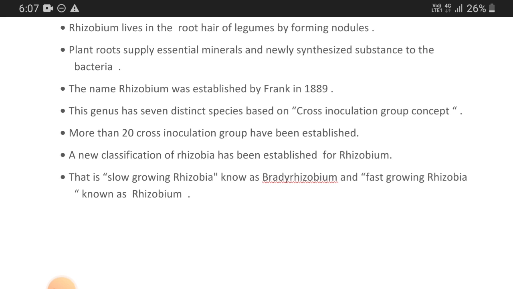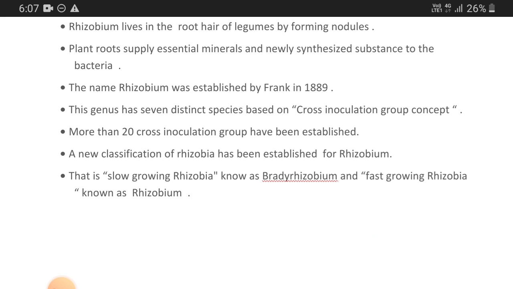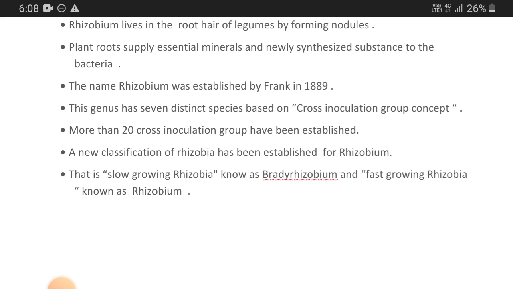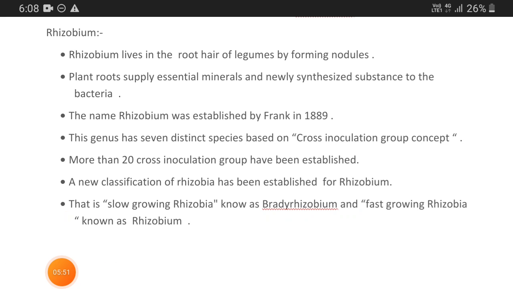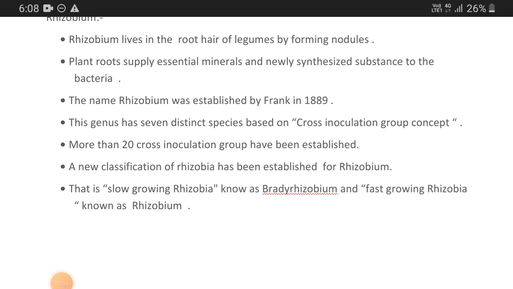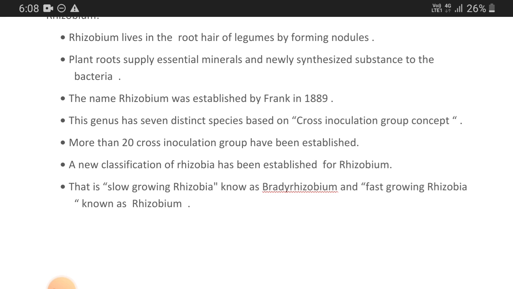Here we have discussed rhizobium that lives in the root hair of legumes by forming root nodules, and gets all the necessary nutrients from the plant root. This rhizobium can be classified with the help of a new classification system: one is fast growing rhizobium, another is slow growing rhizobium. Slow growing rhizobium are commonly known as bradyrhizobium, and fast growing rhizobium are commonly known as rhizobium.